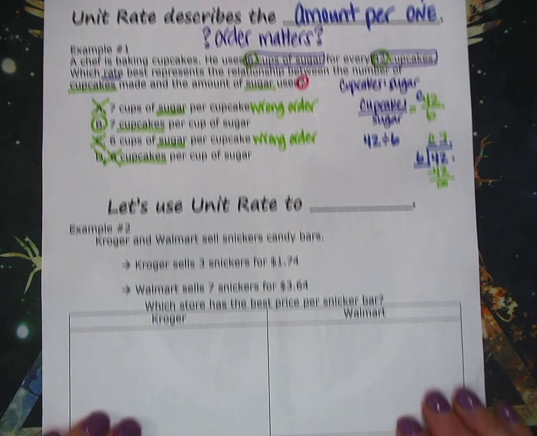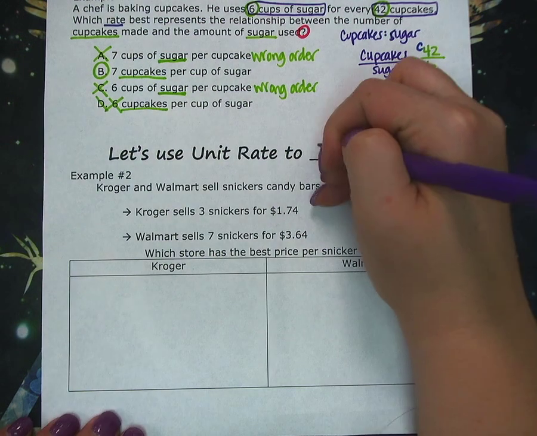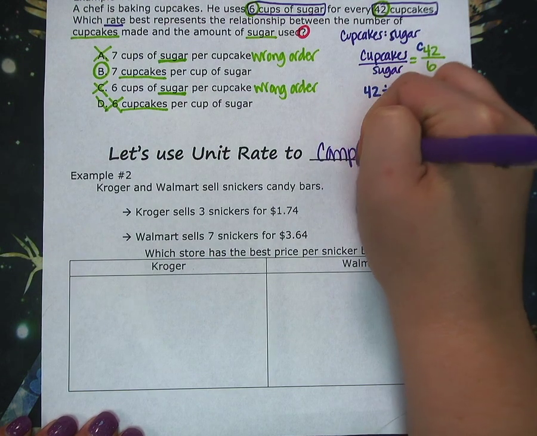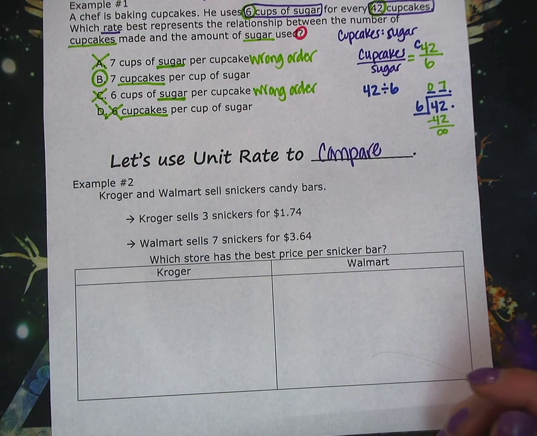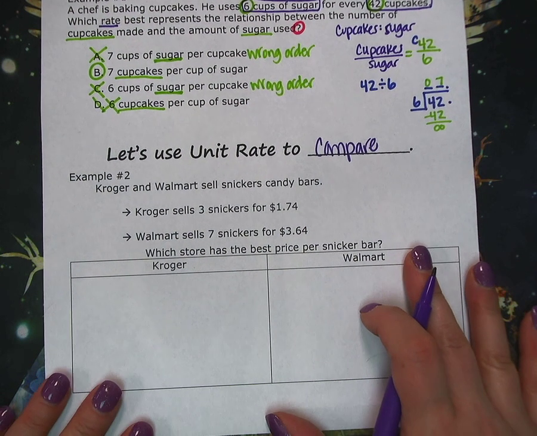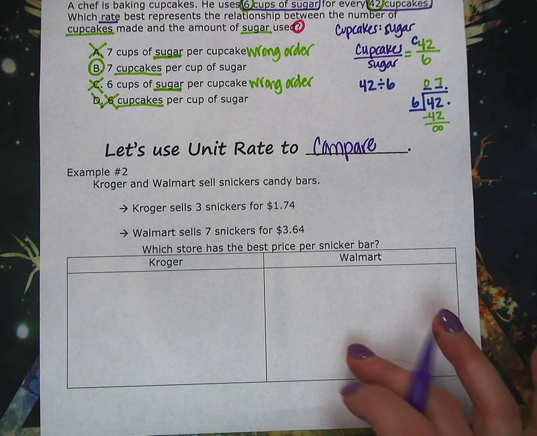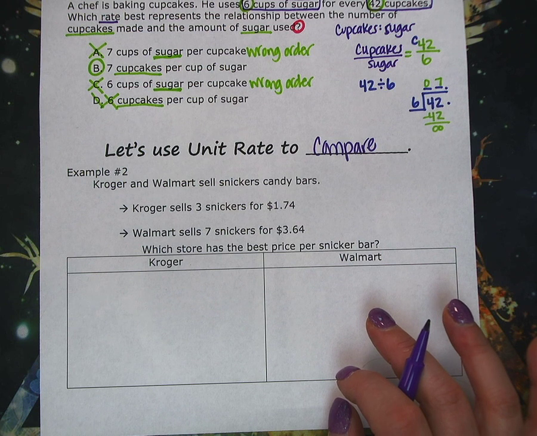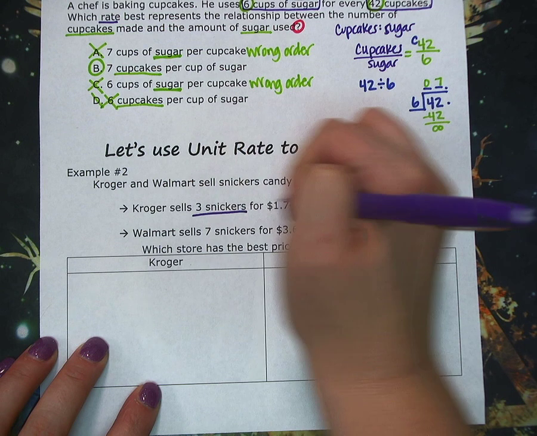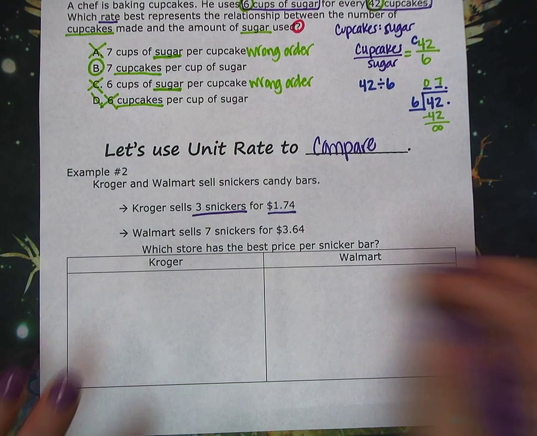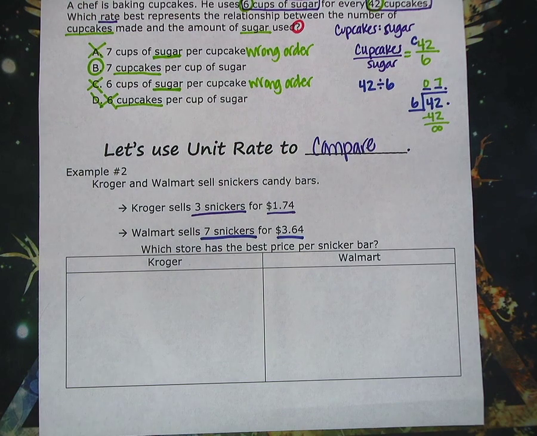Our second problem, we're going to use unit rate in a similar way. We're going to compare the prices of 2 different stores. So sometimes we can use unit rate to compare. And this is something you're definitely going to use in your real life when you are shopping. So example number 2 says Kroger and Walmart sell Snickers candy bars. Kroger sells 3 Snickers for $1.74, and Walmart sells 7 Snickers for $3.64, okay?